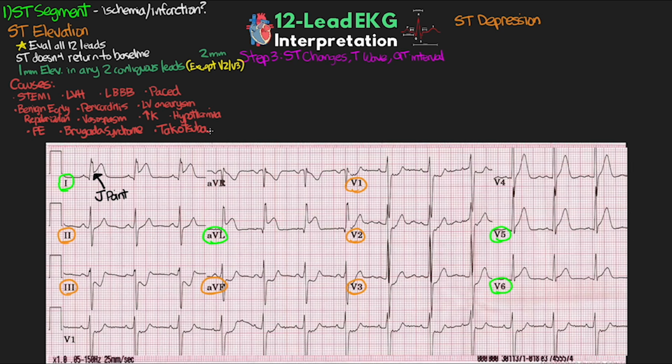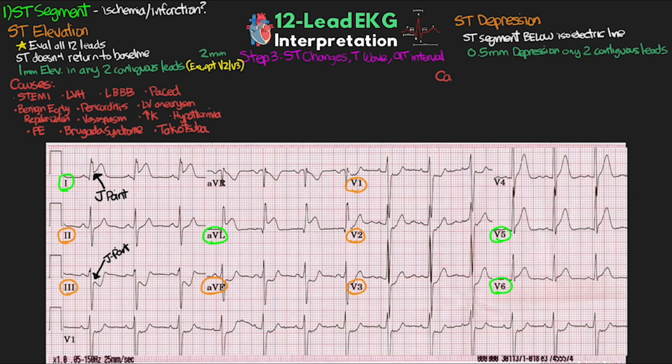Now, we already kind of hit on this a little bit, but in addition to ST elevation, we also want to be looking for ST depression. So here, unlike elevation, we're looking for an ST segment, again measured from the J point, that's below the isoelectric line. So for this, anything that's 0.5 millimeters or more, so half of a small box, and we have this in 2 contiguous leads, then we would consider this to be ST depression.